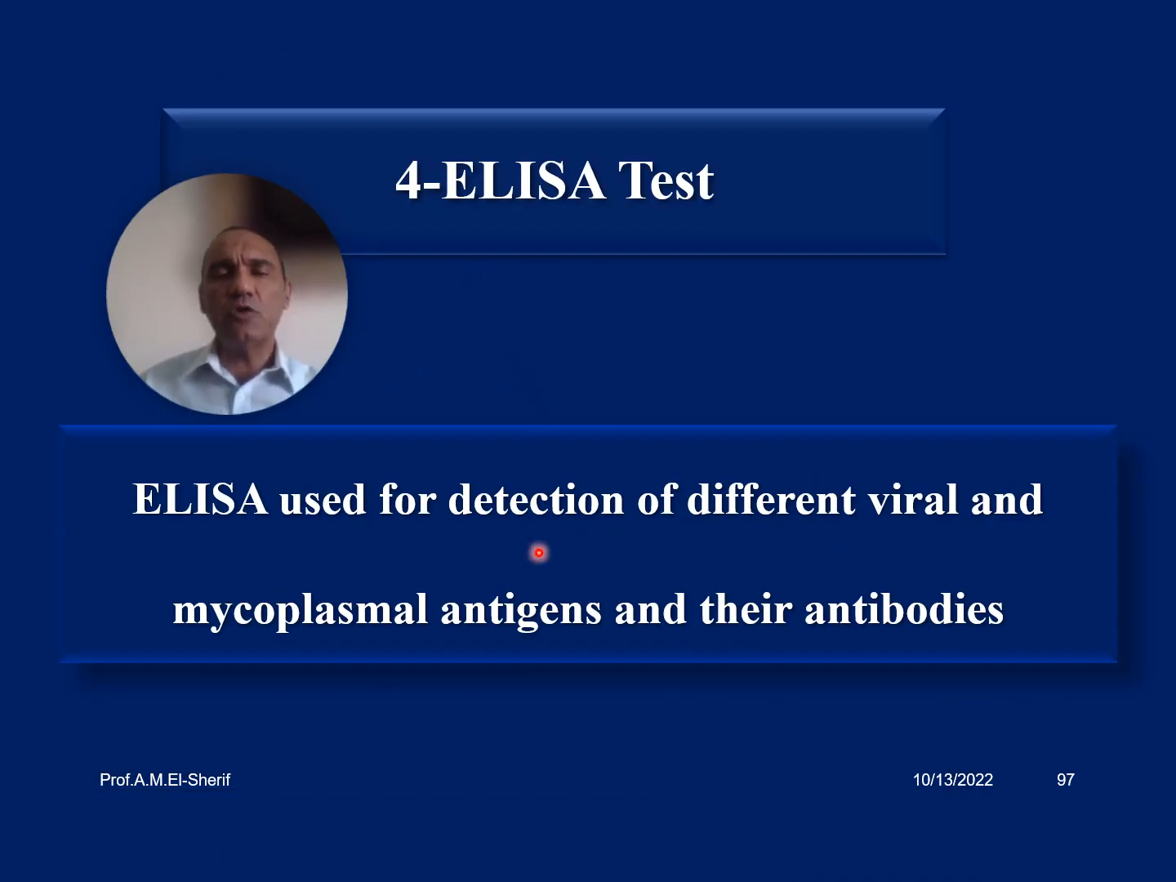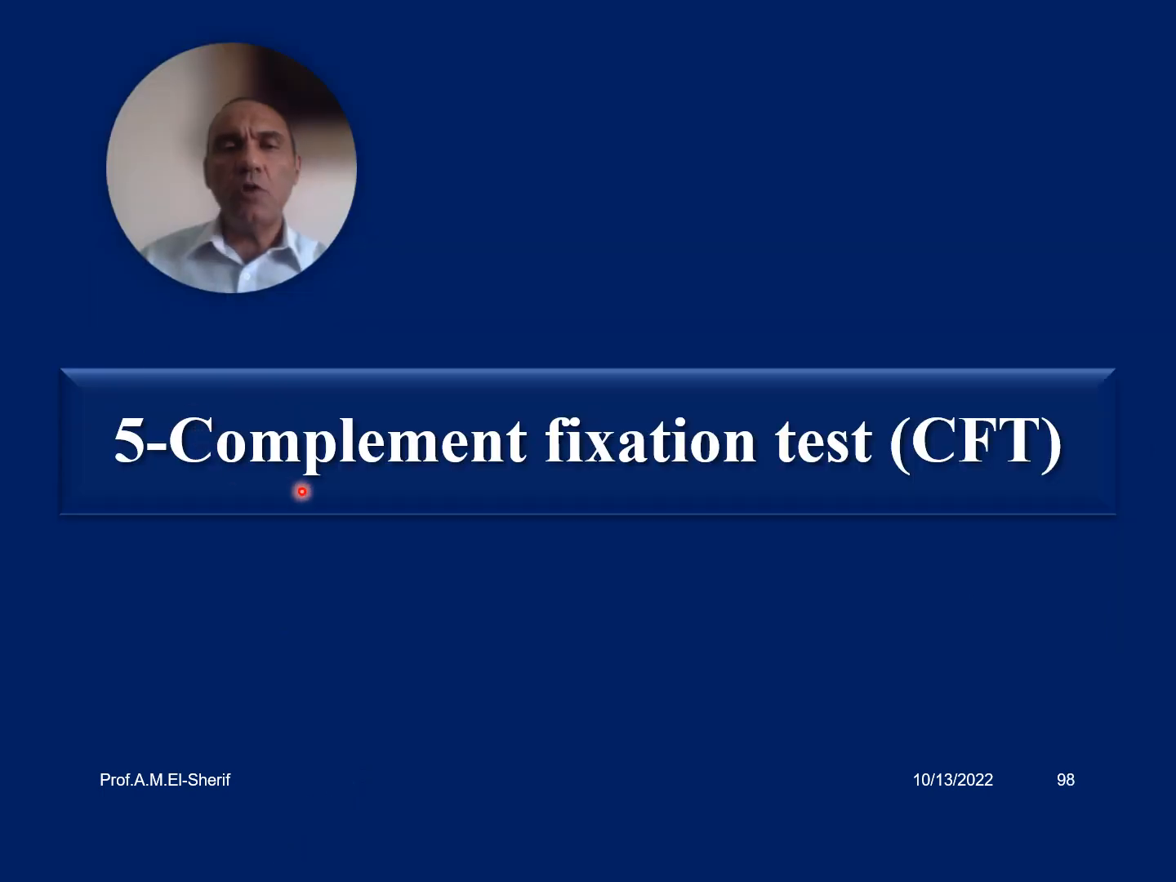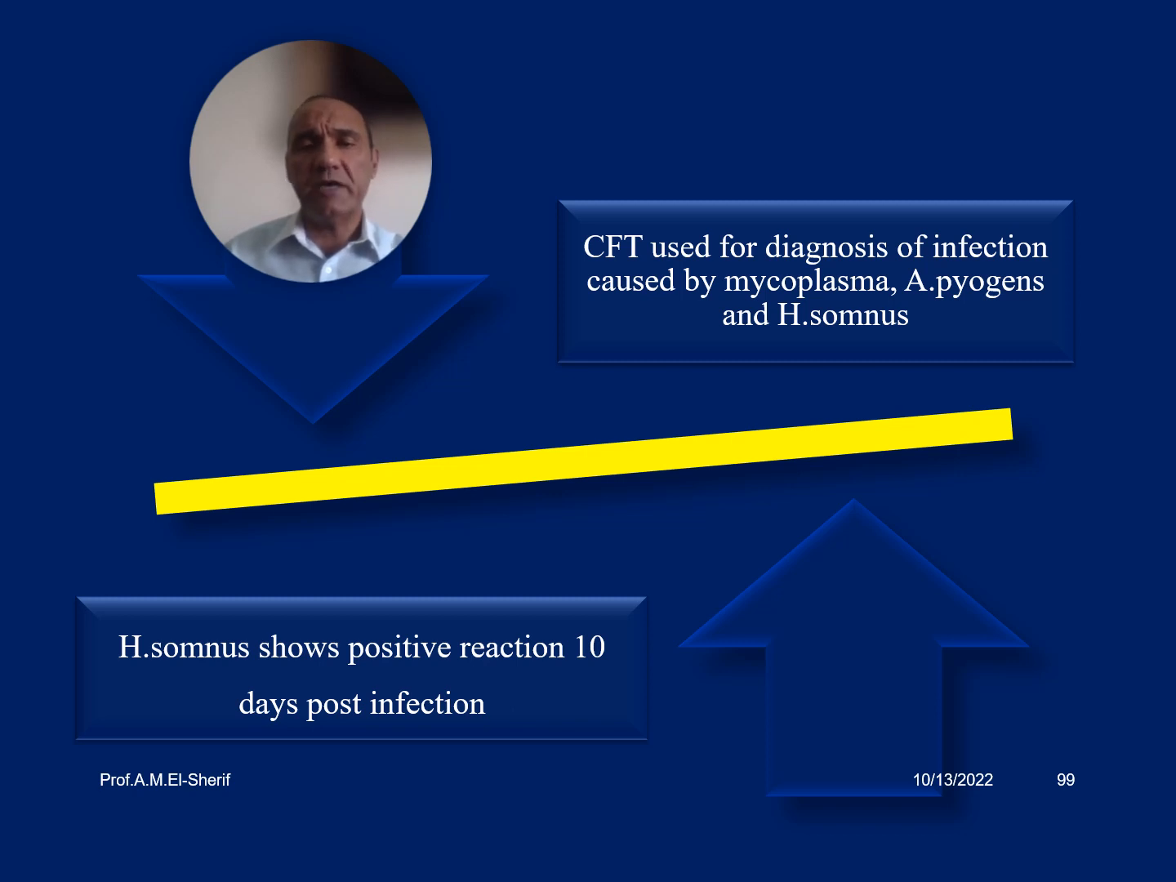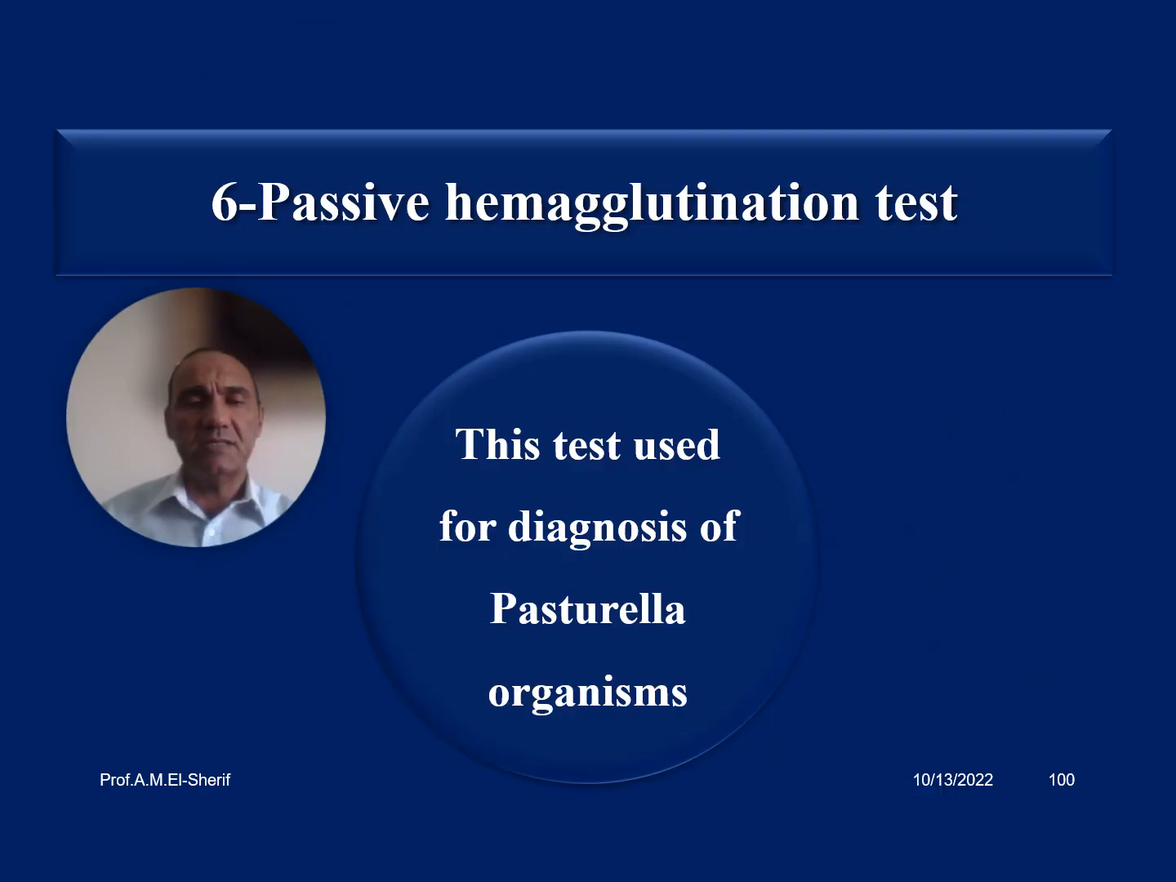ELISA test is used for detection of different viral and mycoplasmal antigens and their antibodies. Their sensitivity reaches 90% and their specificity reaches 80%. Complement fixation test is an immunological test that is used for diagnosis of infection caused by mycoplasmas, Actinomyces pyogenes, and Haemophilus somnus. Haemophilus somnus shows positive reaction 10 days post-infection. Passive hemagglutination test. This test is used for diagnosis of Pasteurella organisms.